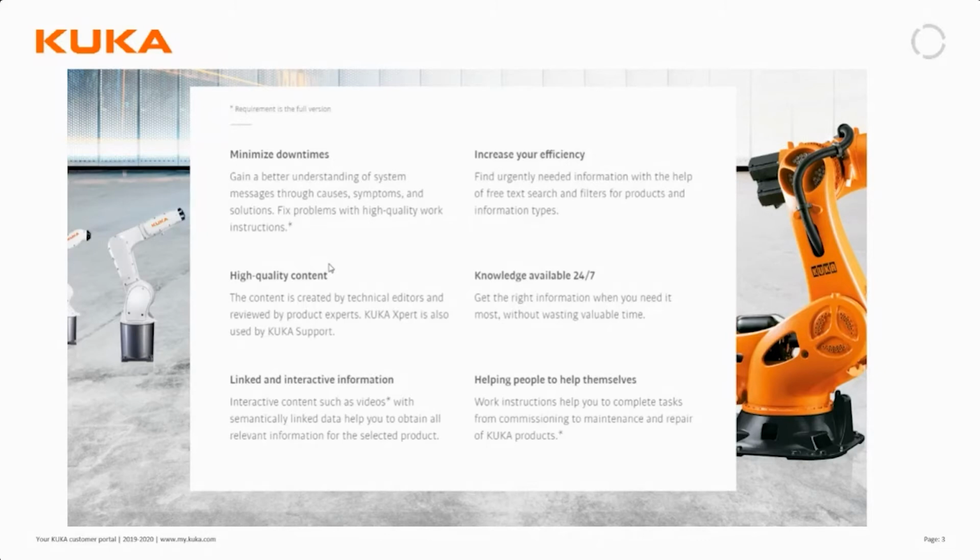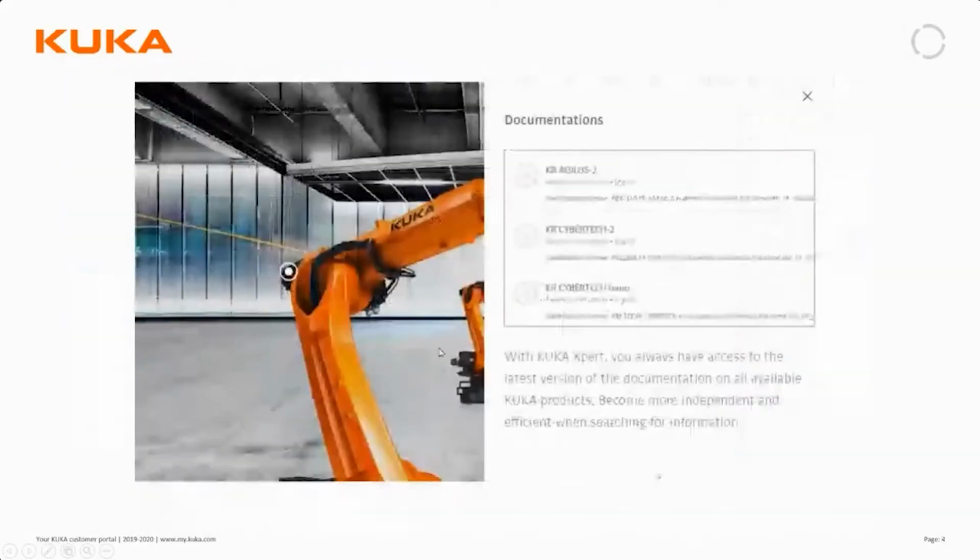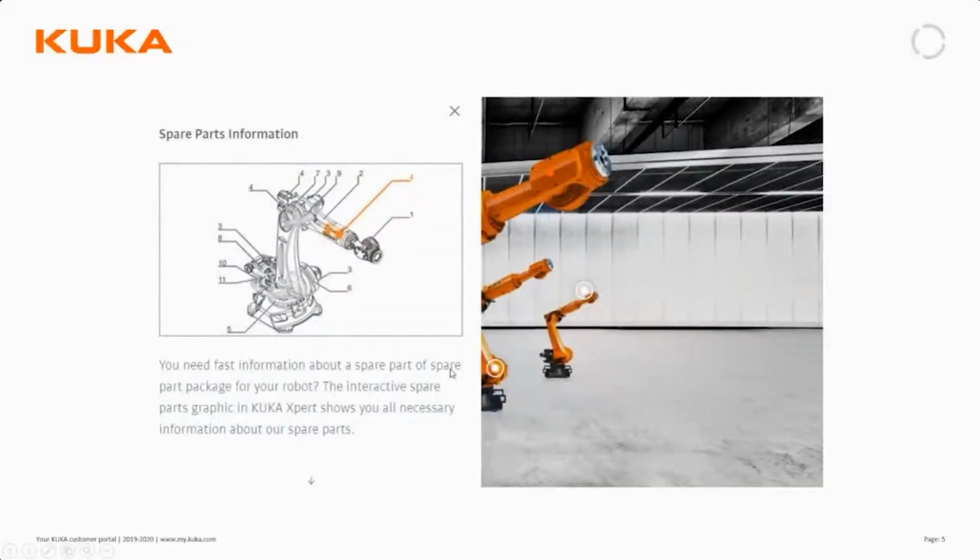There are also such things as videos or work instructions, interactive information. So it's a tool to help you help yourselves. A few examples of what we can expect to find here: obviously, all types of documentation such as data sheets or operating instructions can be found here, along with spare part documentation and spare part information.